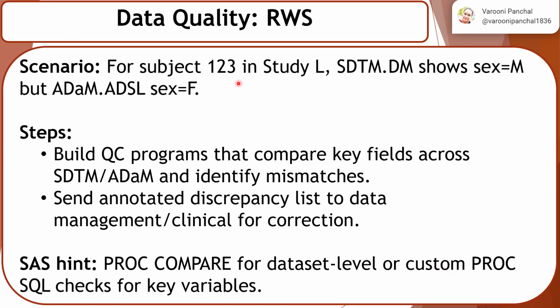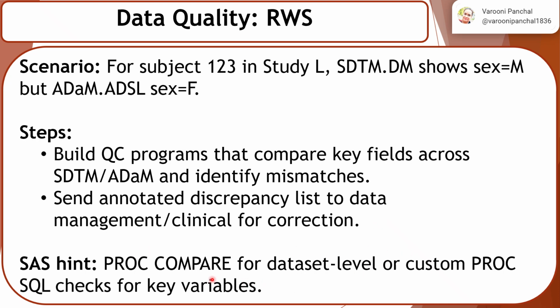Now say for subject 123 in study L, SDTM DM shows gender equal to male, whereas in ADaM.ADSL gender is showing female. Now what you need to do is build QC programs that compare key fields across SDTM and ADaM and identify mismatches. So you can send an annotated discrepancy list to data management or clinical for correction.